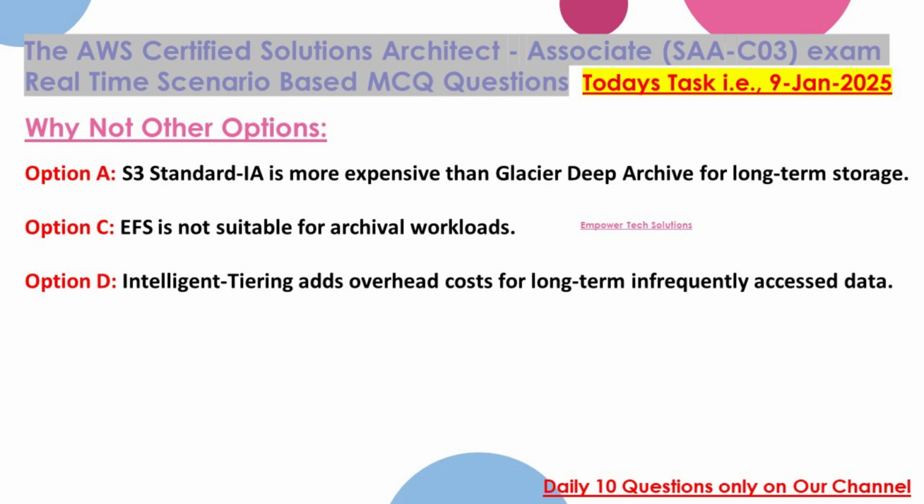Why not other options? Option A. S3 Standard IA is more expensive than Glacier Deep Archive for long-term storage. Option C. EFS is not suitable for archival workloads. Option D. Intelligent-Tiering adds overhead costs for long-term infrequently accessed data.